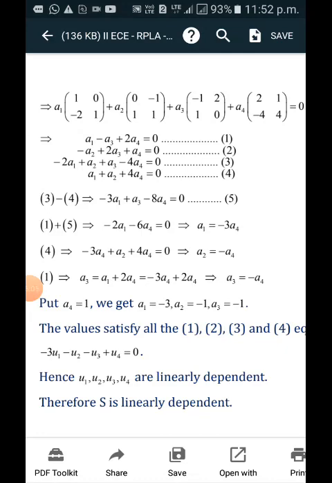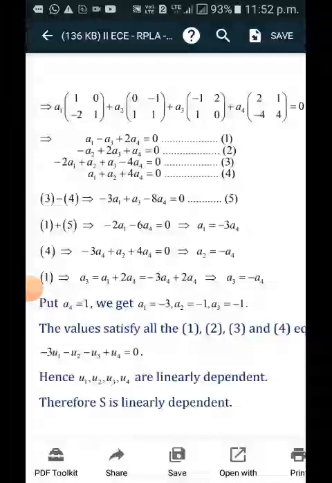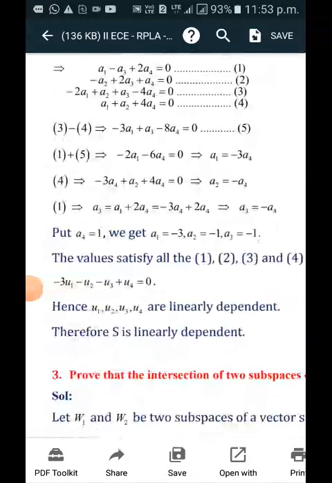So put a4 equal to 1, any arbitrary value. We can choose a4 equal to 1. So we get the values a1, a2, a3 as minus 3, minus 1, minus 1. So these 4 values are non-zero values. So from the concept of linearly independent or linearly dependent, here the given 4 vectors are linearly dependent because the scalar values are non-zero. So therefore S is linearly dependent.